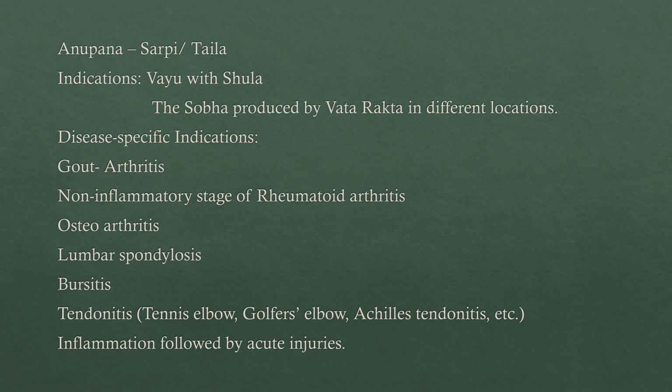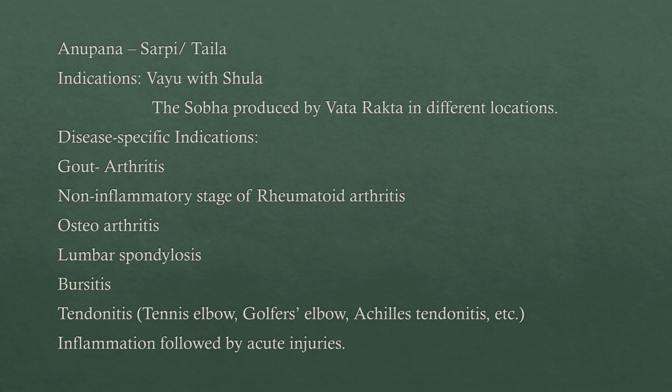To understand this more deeply, we can see the reference of Anupana. The Anupana mentioned here is either Sarpi or Taila. In a Vatarakta condition where there is Pitta Anubandha, that is Pitta Adhika Vatarakta, which is told in the classics, we can use Ghee as the Anupana. Taila is mentioned in conditions where there is Kapha Adhika Vatarakta, where Kapha is the dominant dosha associated with Vatarakta.